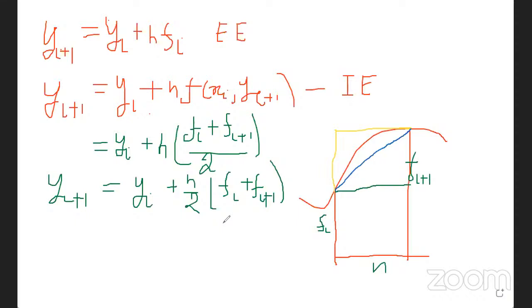The trapezoidal rule is also an implicit method, because the unknown is sitting on the right hand side, and we don't have any procedure which can separate the unknown and take it to the left hand side with everything on the right hand side given. That is why this is known as an implicit method.